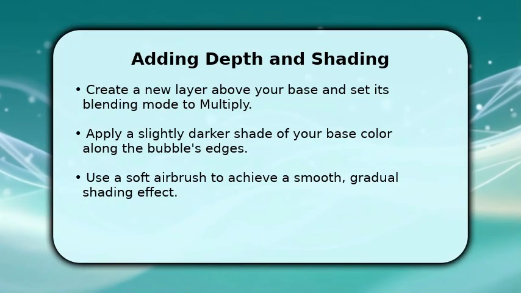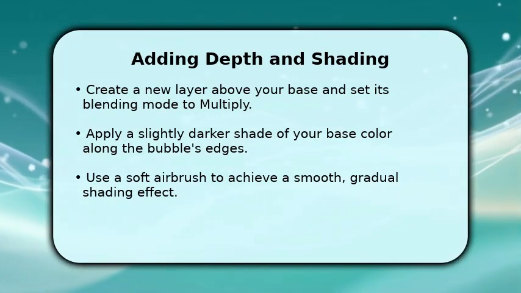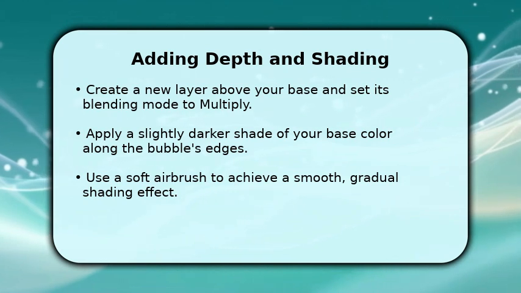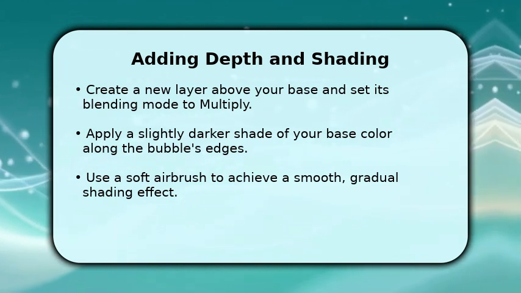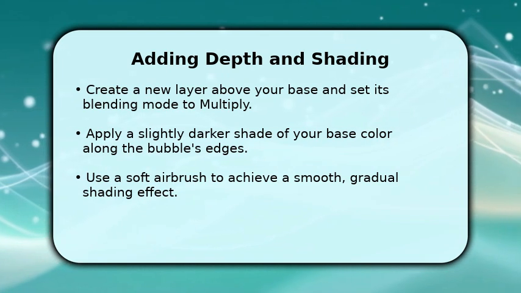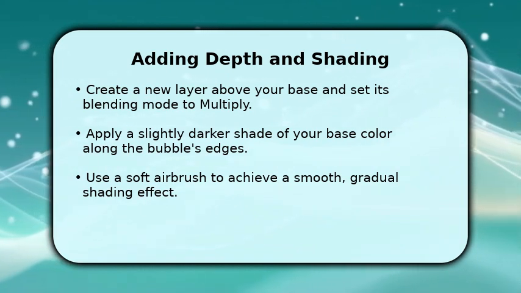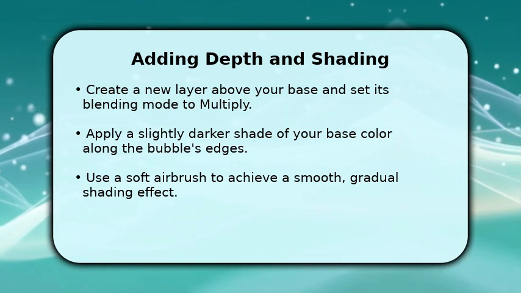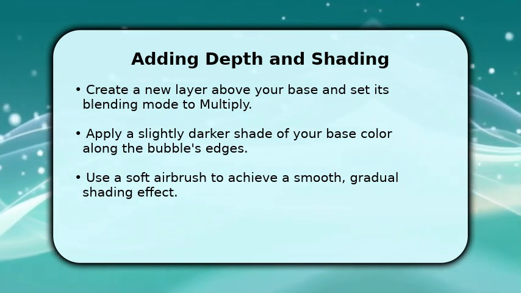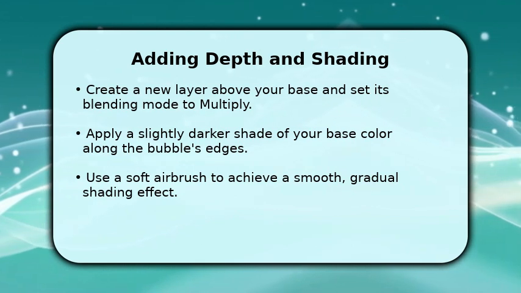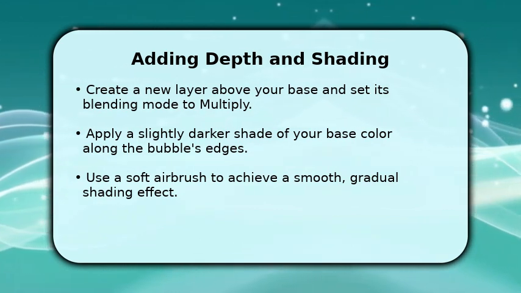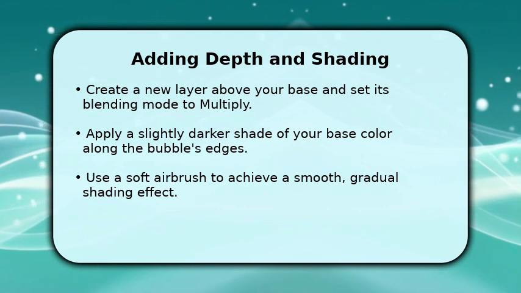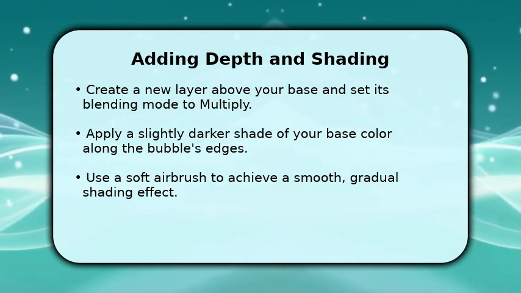Now, let's add some depth to your bubble. Create a brand new layer directly above your base bubble layer. Change this new layer's blending mode to multiply to ensure your shadows deepen the color effectively. With a slightly darker shade of your initial bubble color, gently apply shading along the inner edges. Use a soft airbrush for this step to create a smooth, gradual transition, giving your bubble a three-dimensional appearance.